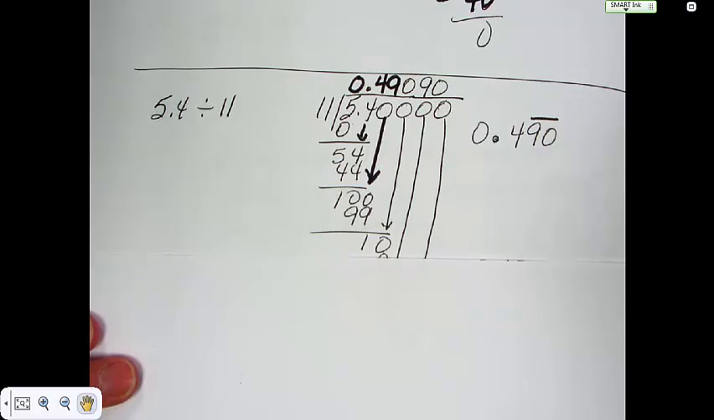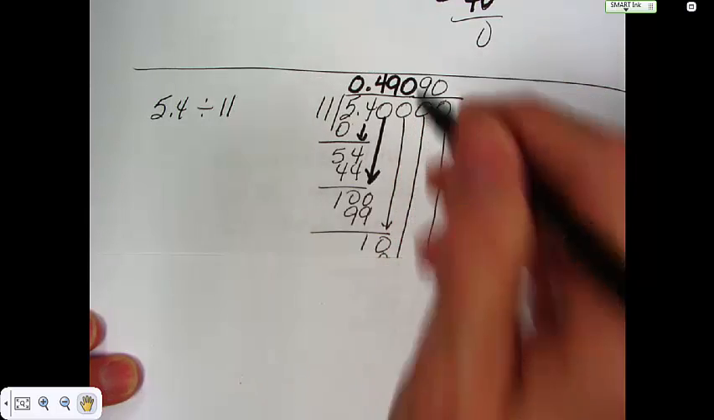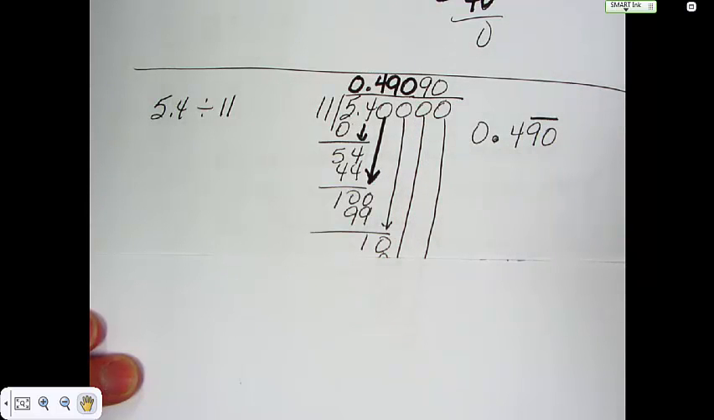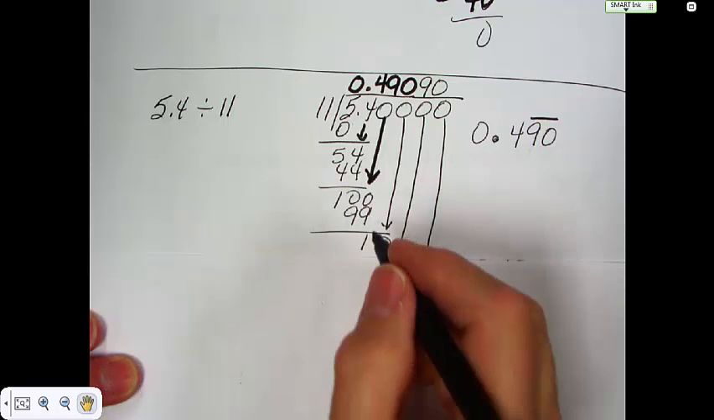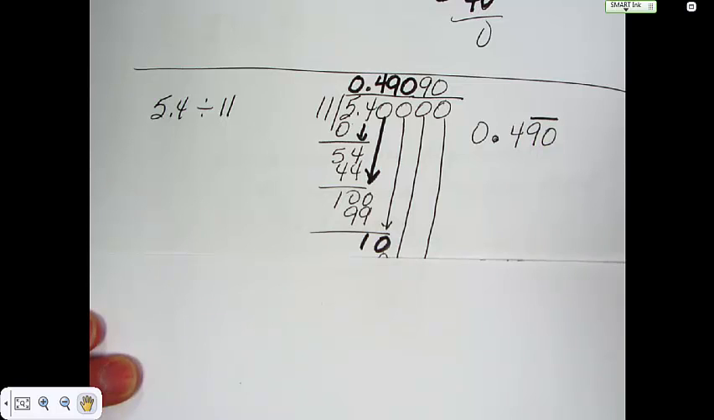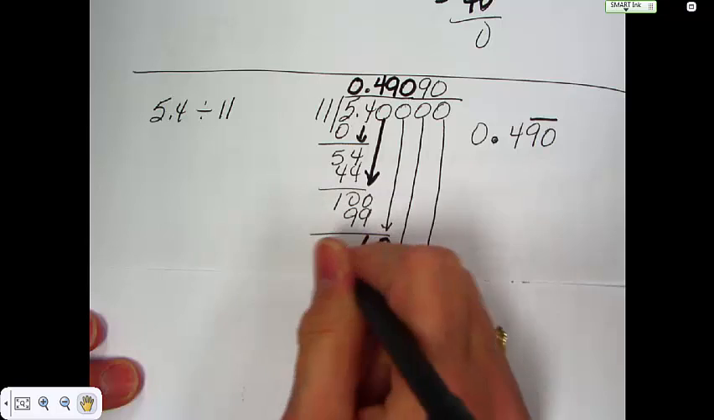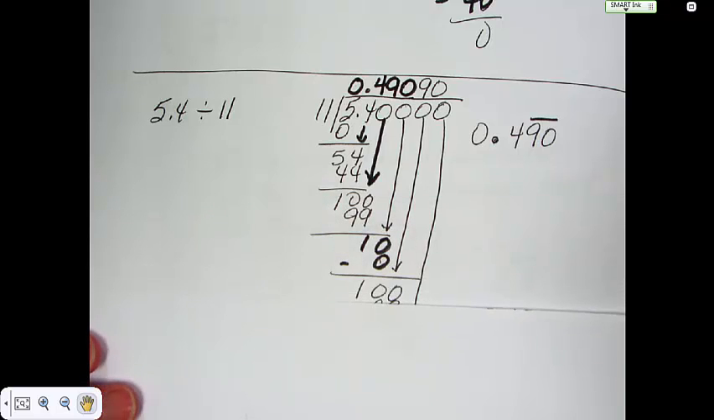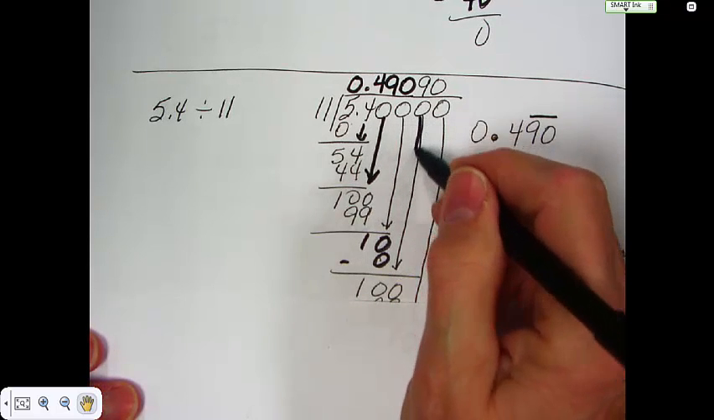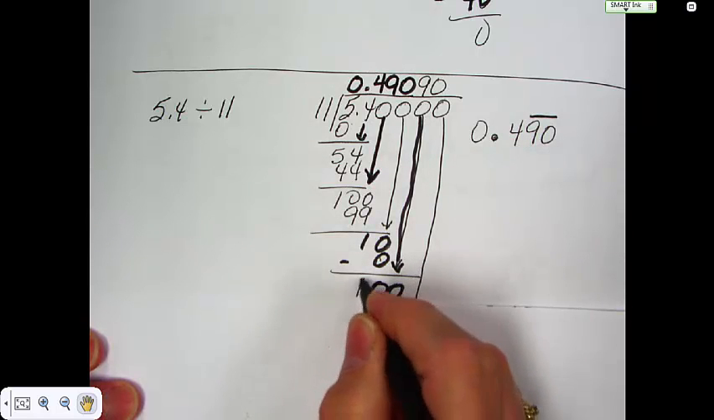Now you end up with 10. Does 11 go into 10? Nope, it doesn't. So you're going to put a 0 up here. Again, a really good opportunity to make a mistake. Remember, if it doesn't go, you add a 0 in up here. Okay? So you're going to have to put your 0 here because it didn't go in. Subtract. Now you have 10, but you have to bring down another 0.